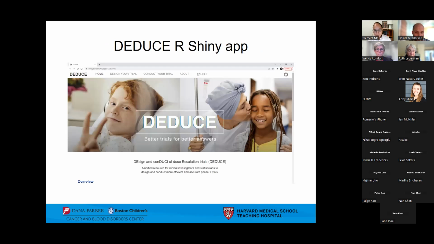So here is a screenshot of the DEDUCE app. Wendy will also include the link to the app in the chat box, so you're welcome to also test it out for yourself. And today I'll also run through a live demo. I can try to explain all the different features of the app.